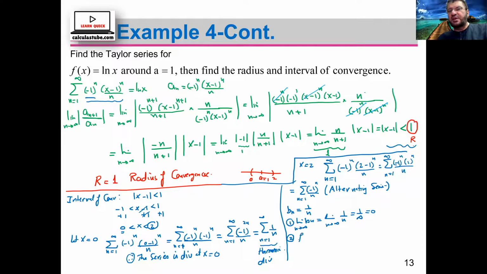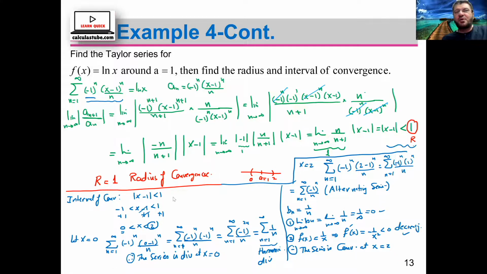The second condition is that this Bn has to be decreasing. How? I'm going to let f of x, changing Bn to a function, which is 1 over x, and differentiate it. What's the derivative of that? It's minus 1 over x squared. And this is positive multiplied by minus. We all know that this is always less than 0. So when the derivative is always less than 0, the function is decreasing. So the second condition is satisfied. The first condition is satisfied. So what do we conclude? We conclude that the series is convergent at x equal to 2. So far, so good.